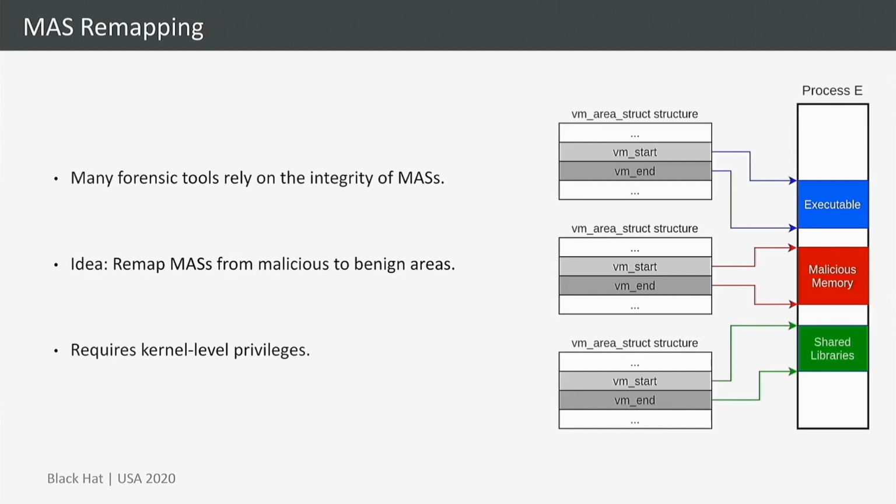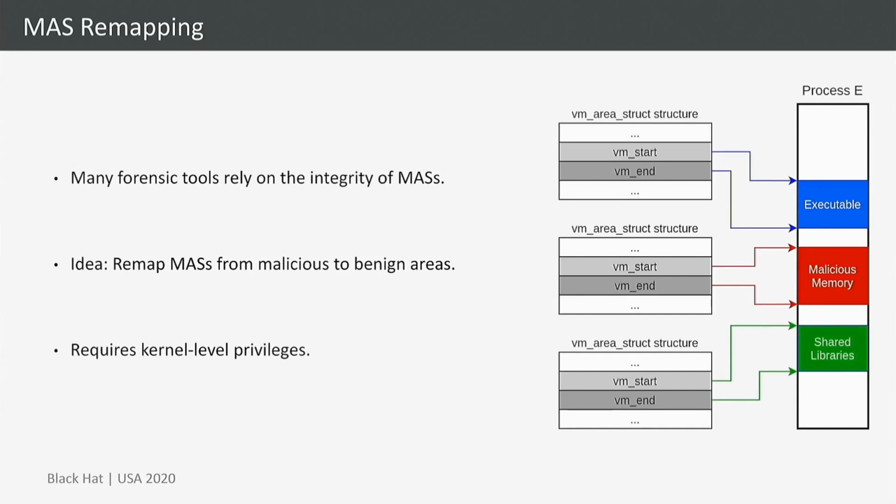So the first technique is what we will call MAS remapping. The idea behind this technique is that many detection tools depend on the information provided by those structures, so we rely on those. This is why we wanted to remap some of the information, to change it in order to hide our malicious memory. One thing to note here is that this technique will require kernel level privileges, so this is something to keep in mind.